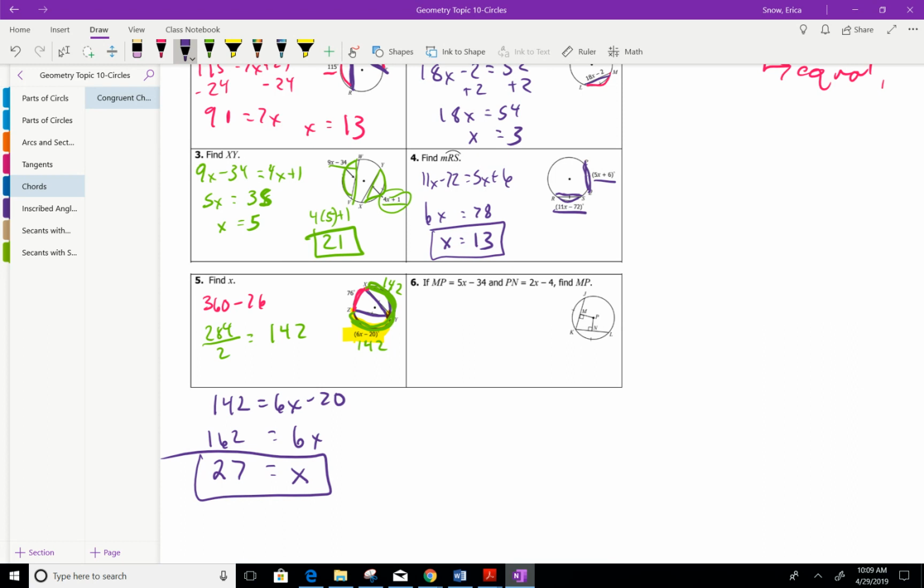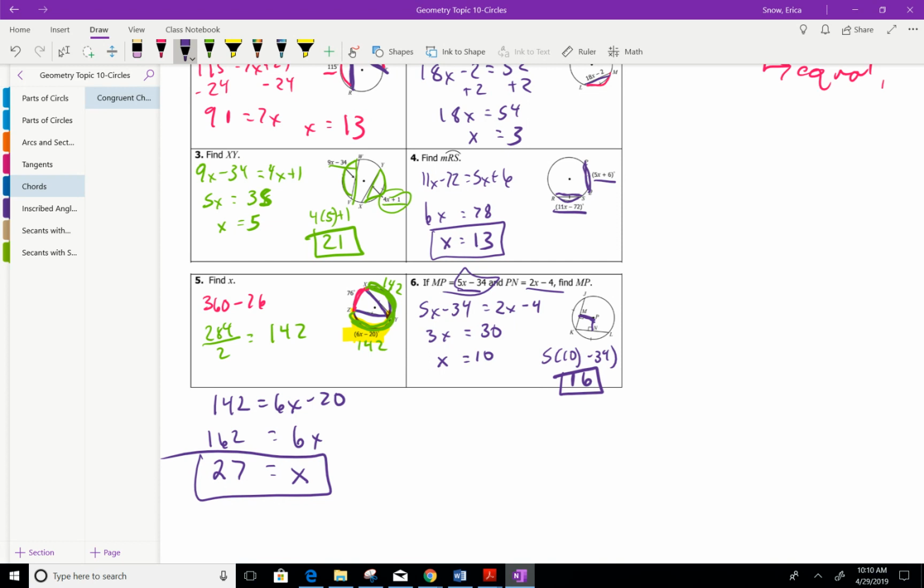Okay, finally, this says that MP is 5x minus 34, and that PN is 2x minus 4. And again, we're going to set those equal. So 5x minus 34 equals 2x minus 4. 3x equals 30, so x is 10. But we're not done because we actually have to plug it back in. So 5 times 10 minus 34 is going to be 16.